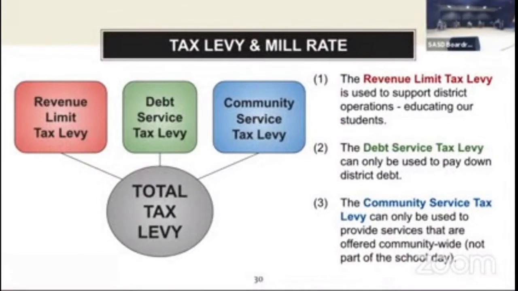Okay, so now we're going to get into the tax levy, which I'll talk about in 3 pieces: how we calculate the revenue limit tax levy, and then how some of the things that I proposed just a little while ago would impact the total mill rate. Our total tax levy is really made up of 3 pieces, only one of which supports general operations, the other 2 being funding that goes directly to debt service and community service and can only be used for those purposes. Next slide.